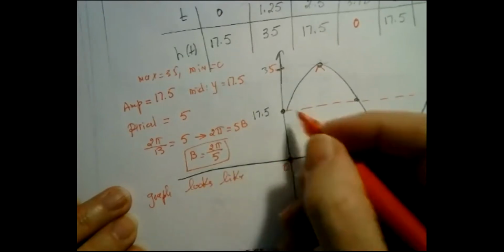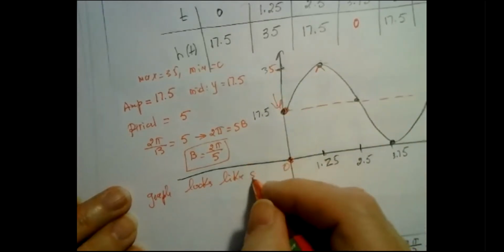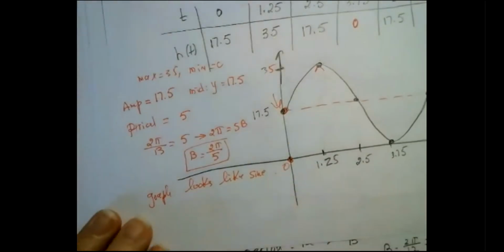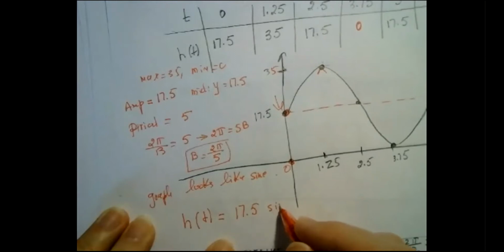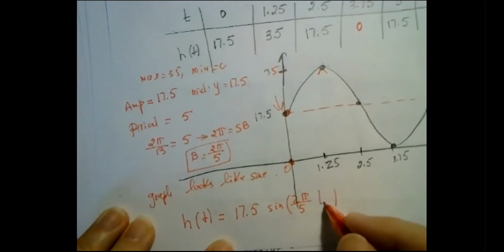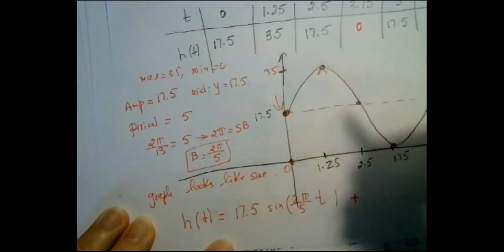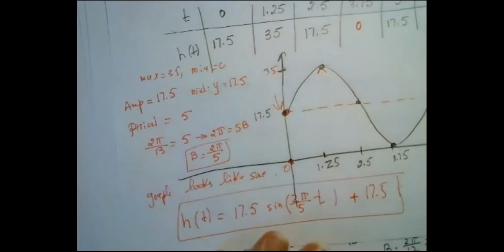And finally, the graph. The graph looks like, that's the midline. We're starting at the midline. That's a sine graph. And now the formula. It means what's the height? A formula that fits the height is going to be equal to 17.5 sine of b, it's 2 pi over 5 t, plus the midline 17.5. So that's a formula for the height.